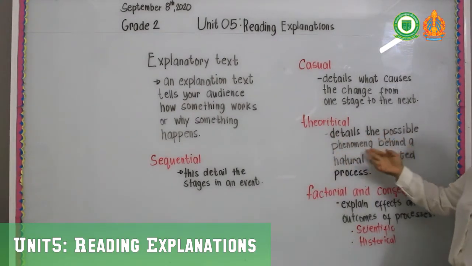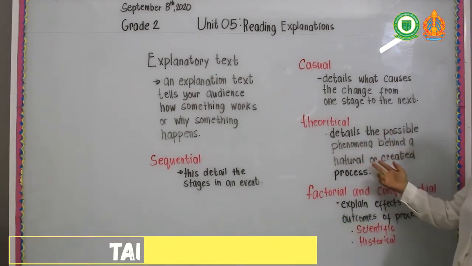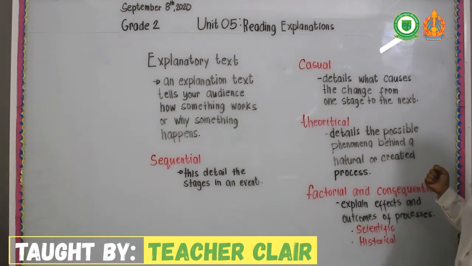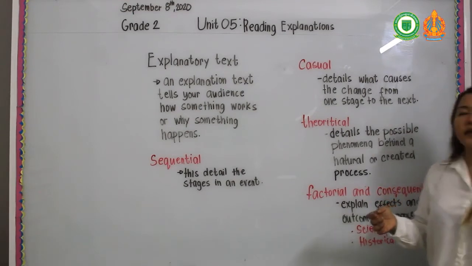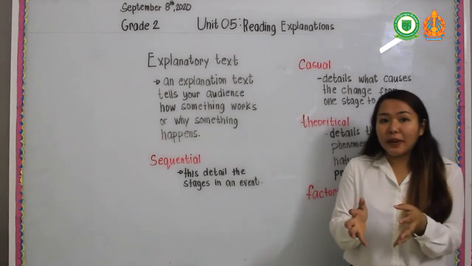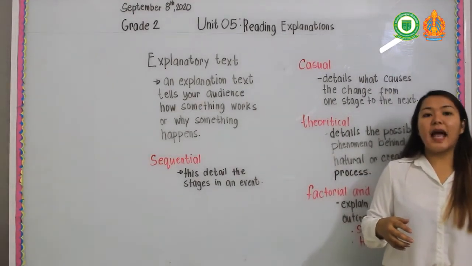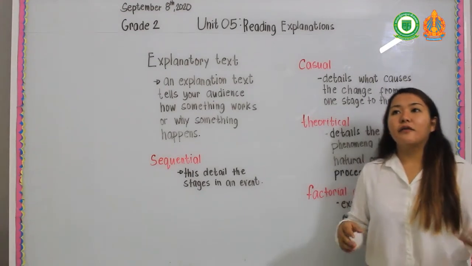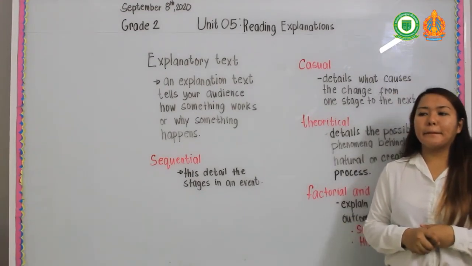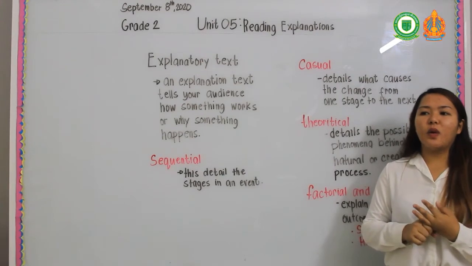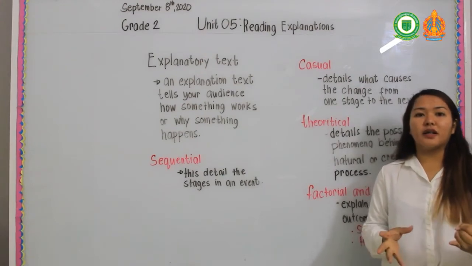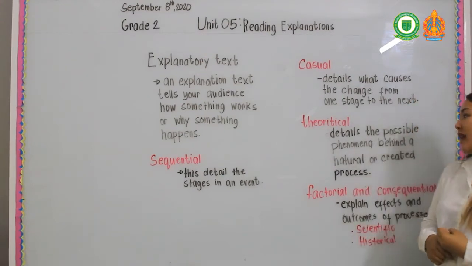Details the possible phenomena behind a natural or created process. Okay, in here, it explains to us that right now this is happening because this happened before. Okay? For example, World War II. So war. We are talking about war, for example.